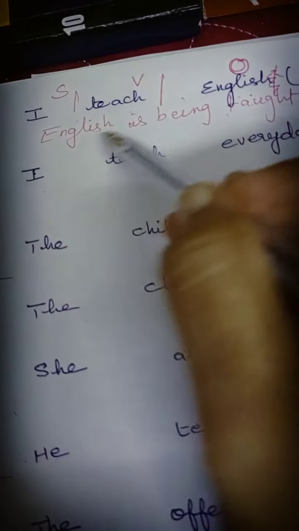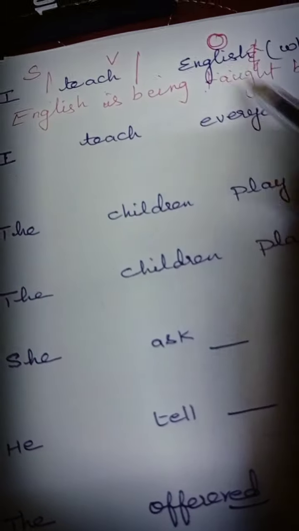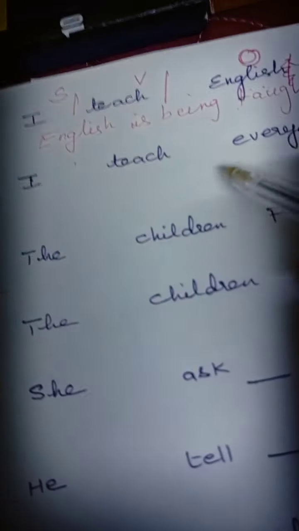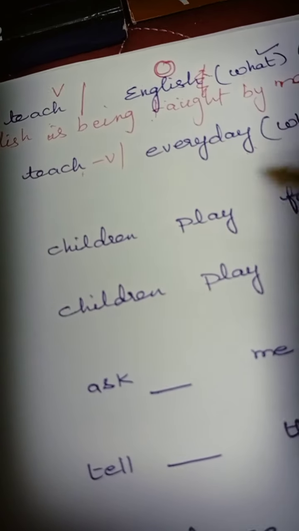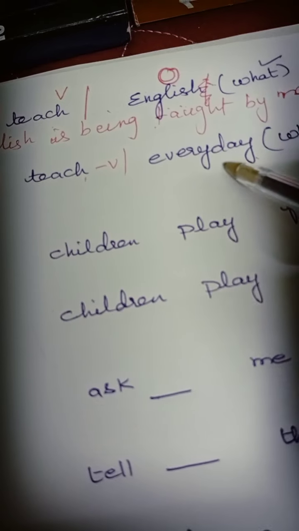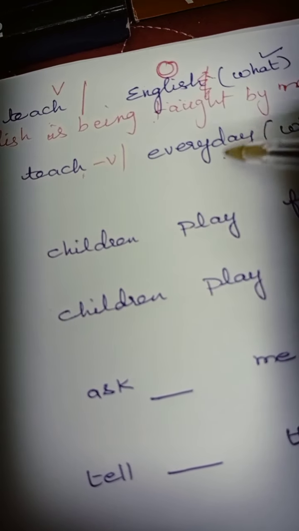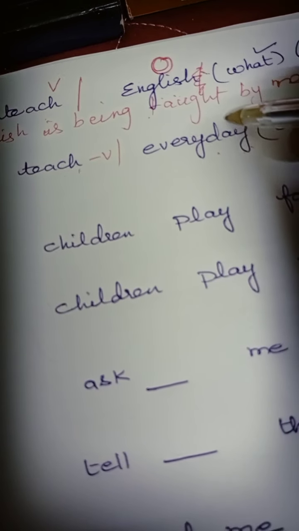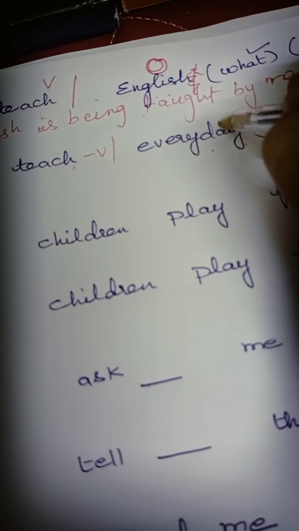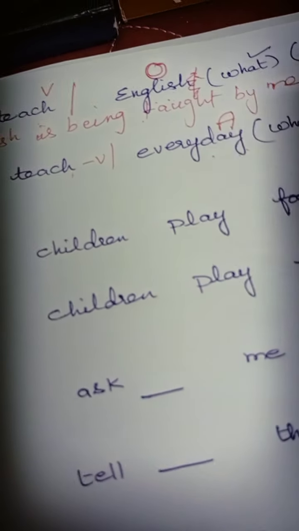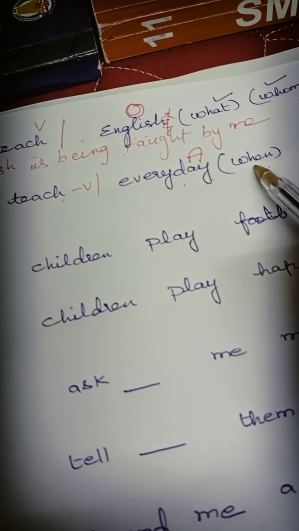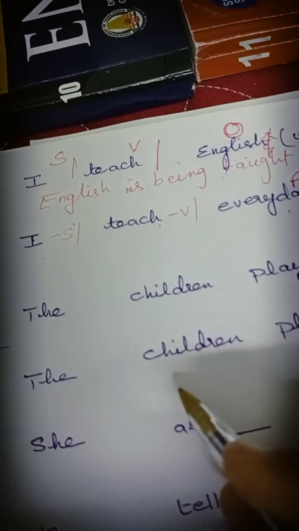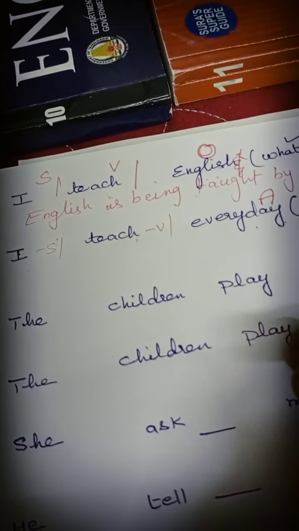Now the same thing I have given. I teach every day. Same subject, this is subject and this is verb. And what is this? Every day. Is this an object? It is telling about some specific time. So it becomes adjunct. So this is denoting the question when. Can I say every day I teach English?